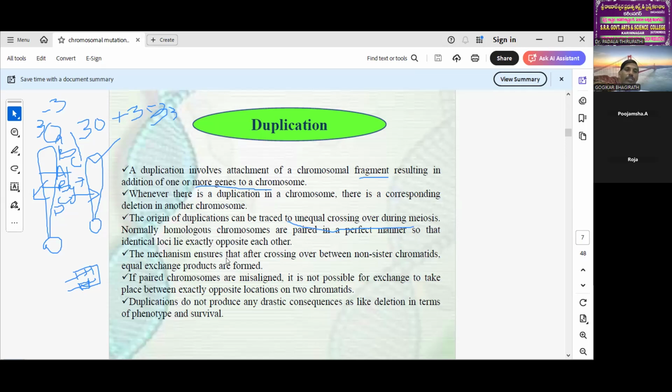The mechanism ensures that after crossing over between non-sister chromatids, equal exchange products are formed. But if paired chromosomes are misaligned, it is not possible for exchange to take place between exactly opposite locations on the chromatids.